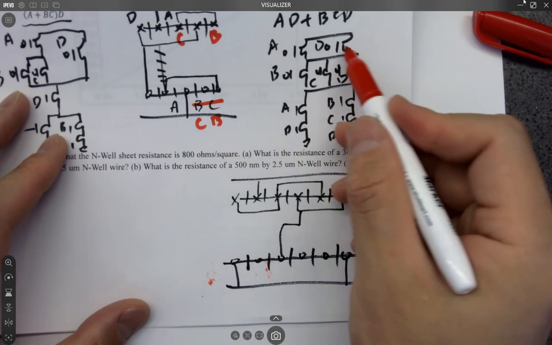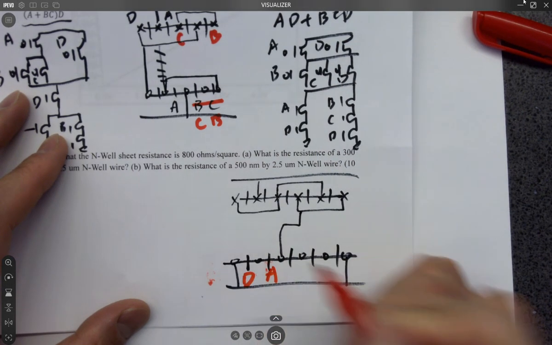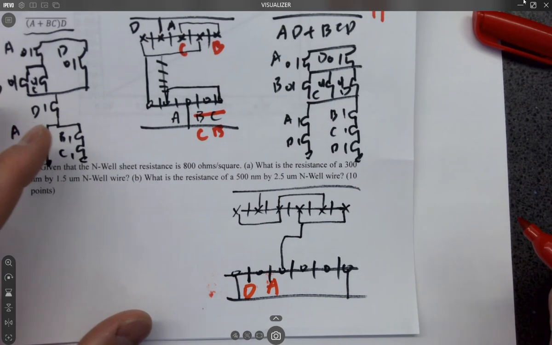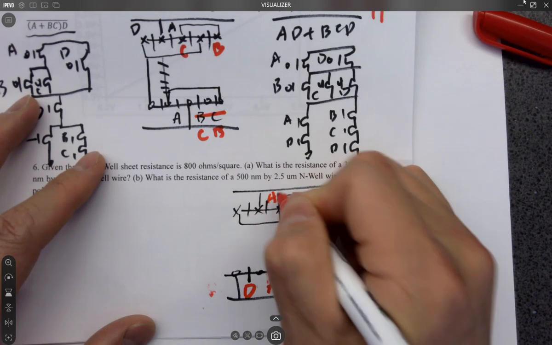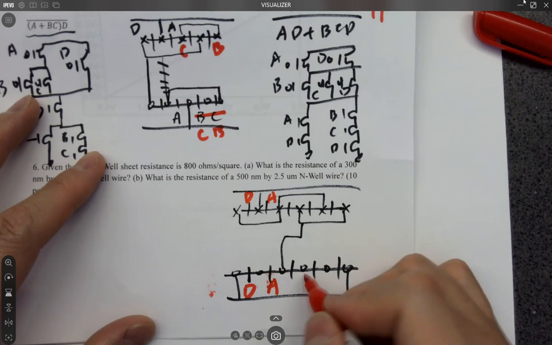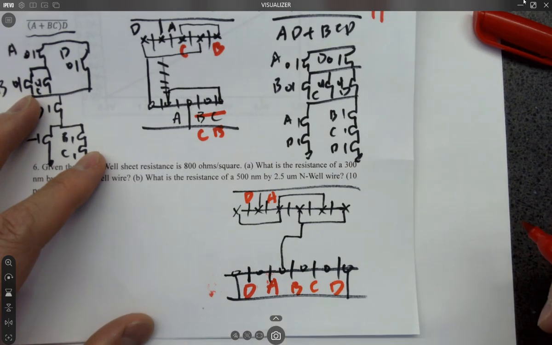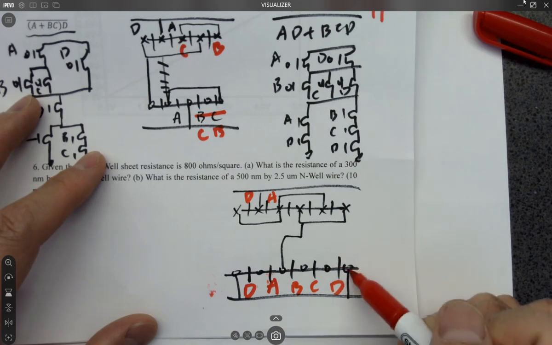AD doesn't matter which is which, but now it matters because this is in series. So this has to be A, this has to be D. If you don't follow that, you are not passing NCC in your layout. So in that case, this has to be A and D. Same for these ones. They have to be B, C, D. Cannot change it because they're in series. The D is the one close to the ground.